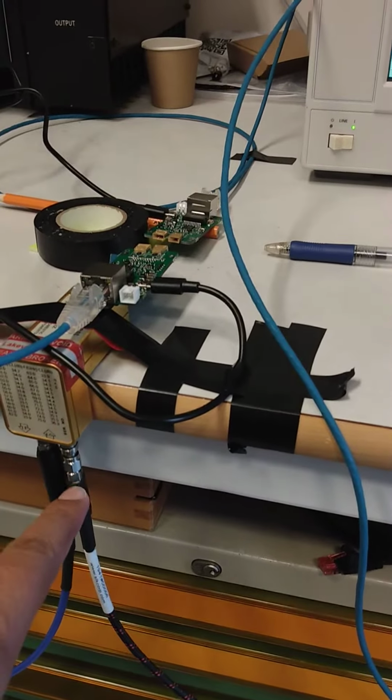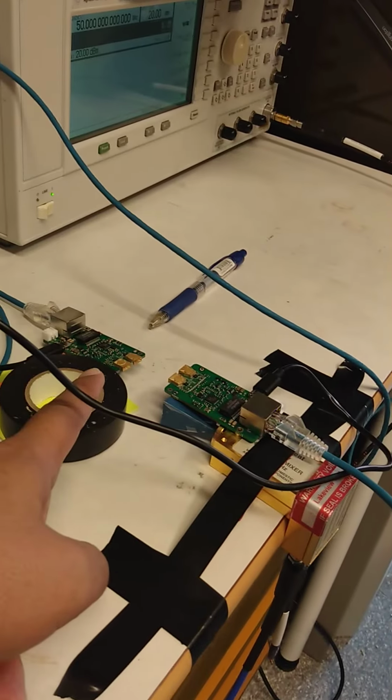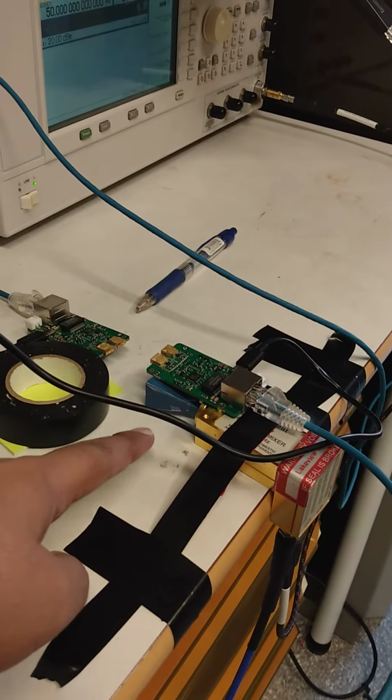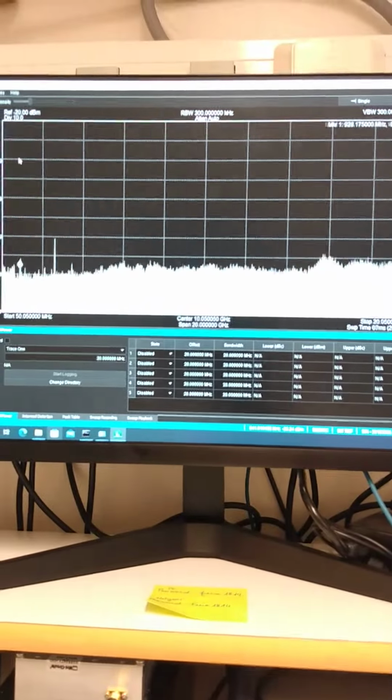The signal from here comes to the LO input, and then we have an antenna over here which is getting the 60 gigahertz signal from these boards. So this blue antenna, and this LO and this RF signal, the mixer mixes and sends IF to this Signal Hound. And then I would be able to see that on the software Spike over here.